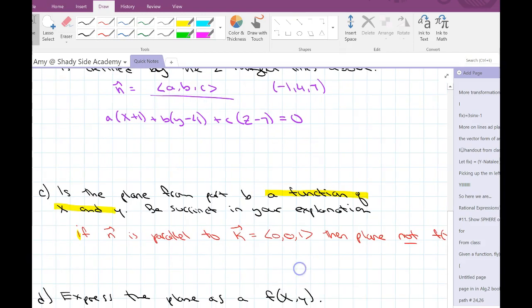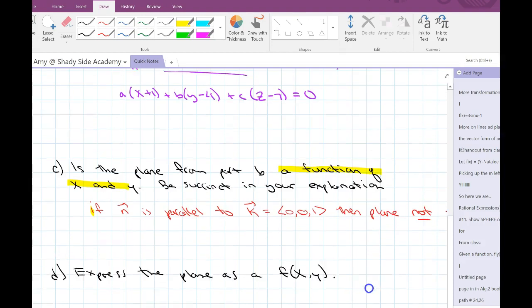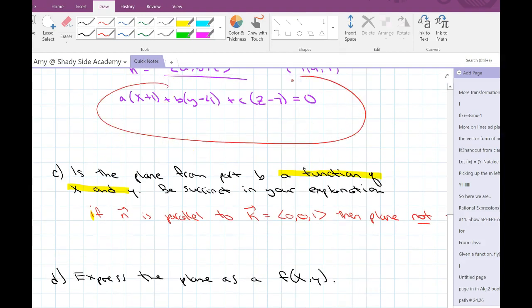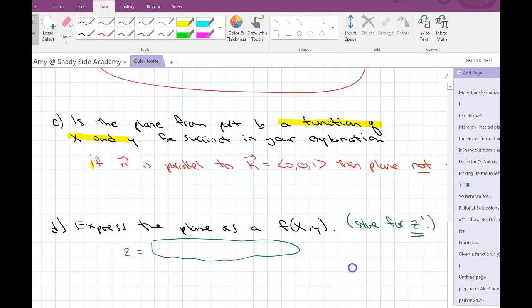So boys and girls, you can take a look. Is ⟨a, b, c⟩ a scalar multiple of k? My guess is going to be no, it is not. Then express the plane as a function of x and y, please. Oh my goodness, what does she mean? Well, in layman's terms, that just means take your equation of the plane and isolate z. Just solve for z, right? So this is just algebra. You're going to have z equals all this gobbledygook over here, and then you're going to call that a function of x and y.